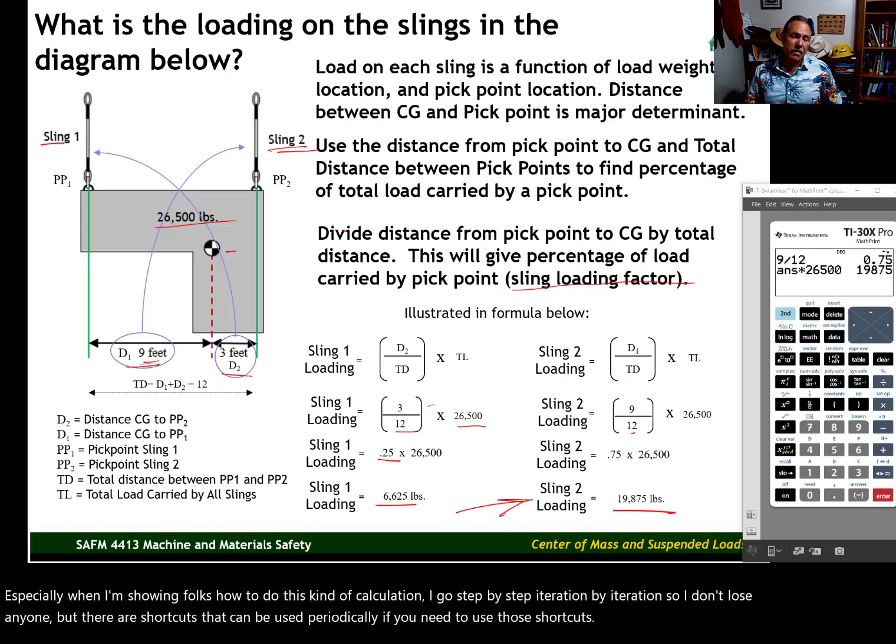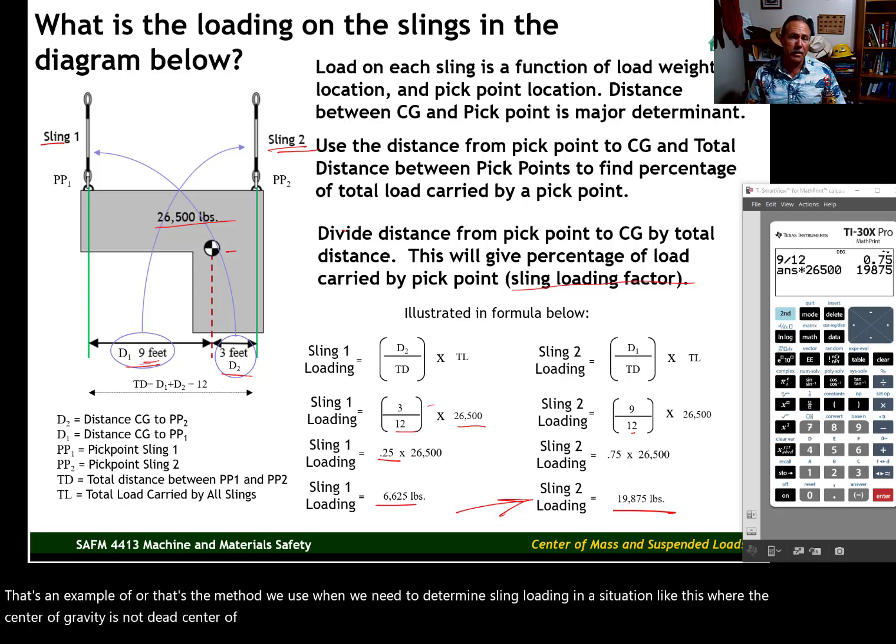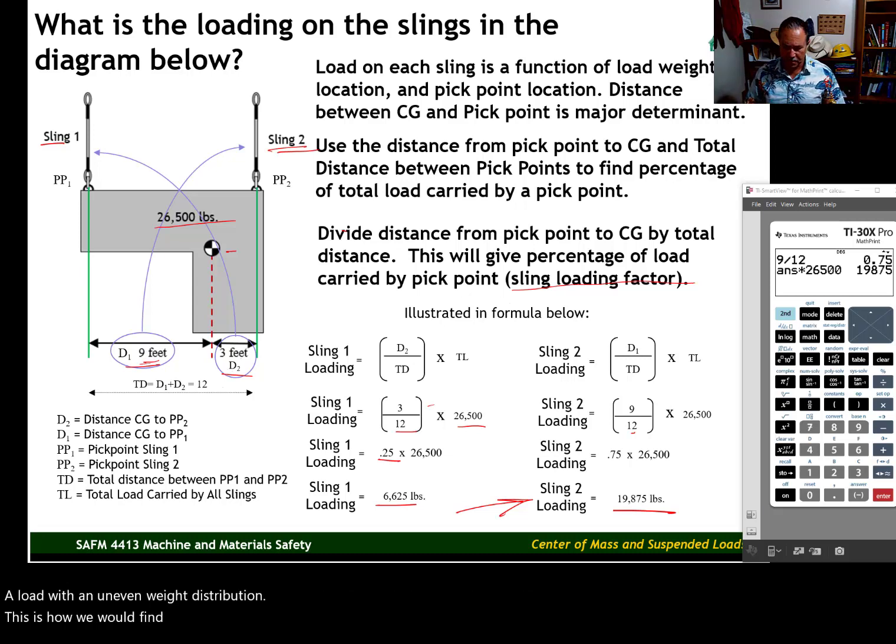All right, well that's an example of the method we use when we need to determine sling loading in a situation like this where the center of gravity is not dead center of the load. When we have an odd-shaped load, or when we have a load with an uneven weight distribution, this is how we would find the sling loading.